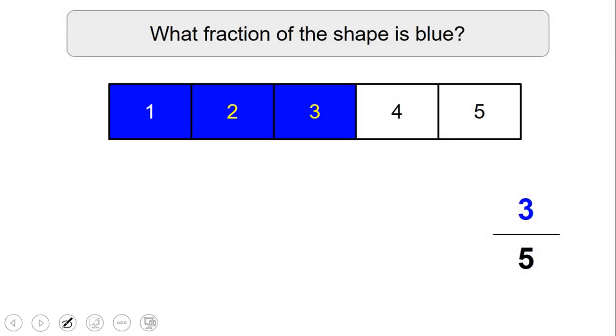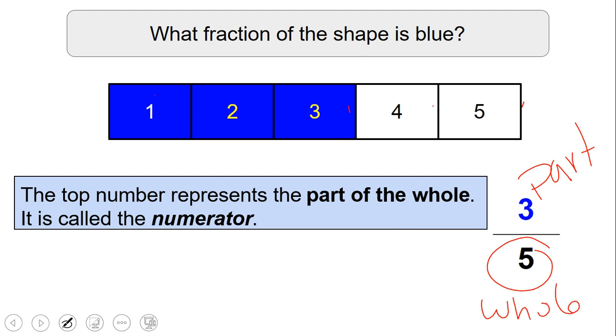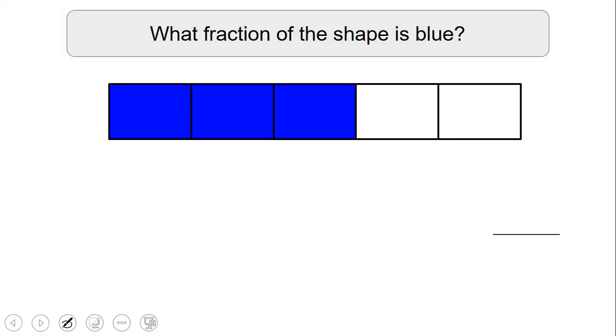So here I have a fraction, and it has 1, 2, 3, 4, 5, okay? So 5 is the whole number, so it goes on the bottom, and 3 is the part. However many is the part goes on top. Remember that the top number represents the part, and the bottom number is the total number of squares, or the total number that makes the whole, okay?